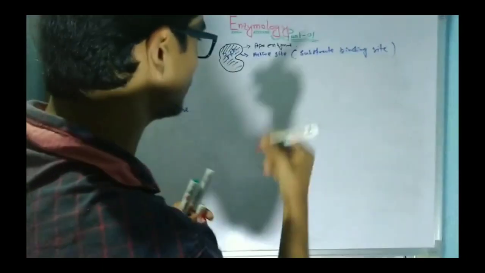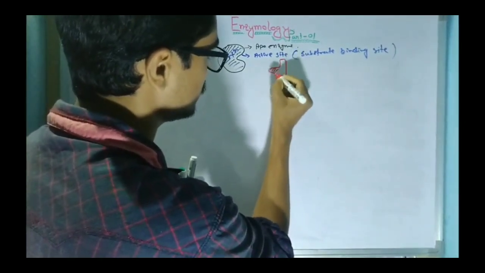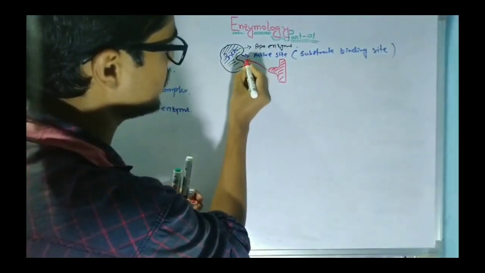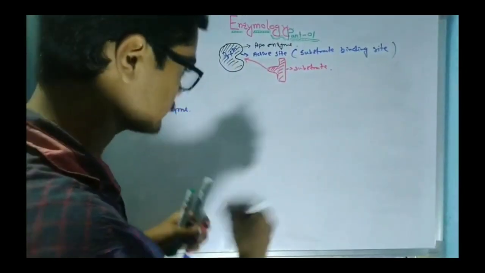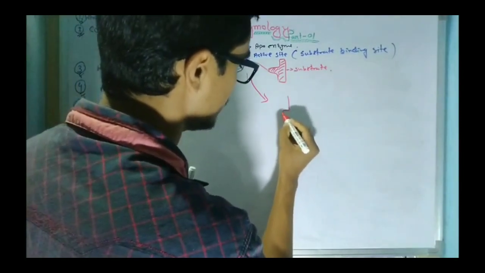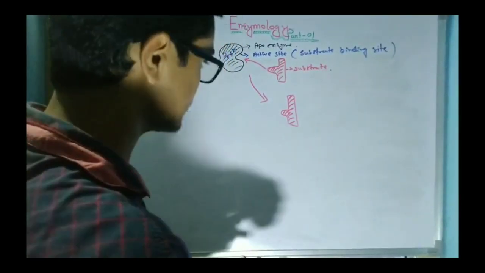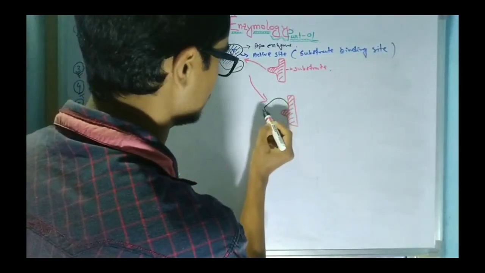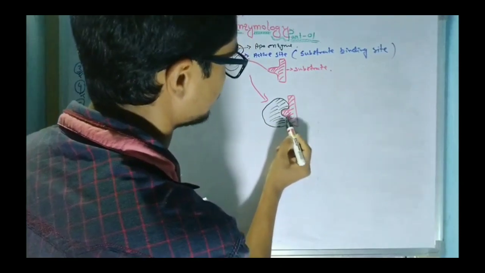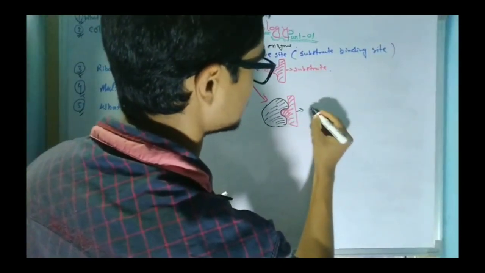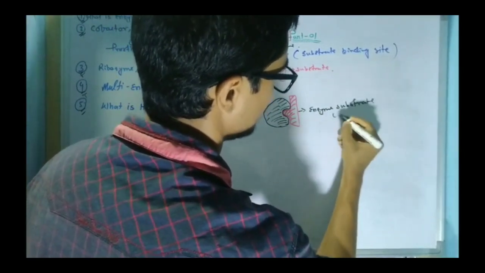Let's suppose this is our substrate which will bind with this enzyme at its active site. This is a substrate. Now the substrate will get attached with the particular enzyme, and they will form a complex-like structure, and this complex-like structure is known as the enzyme substrate complex.